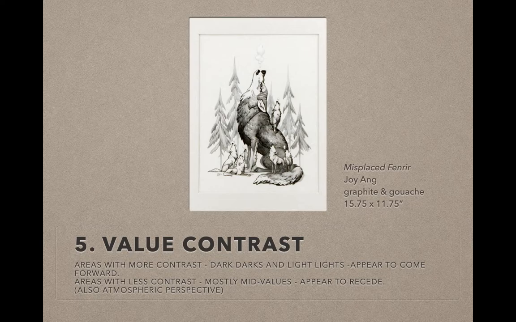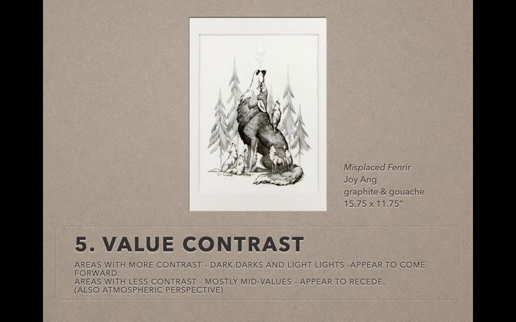Value contrast is another way of creating the illusion of space. Saving all of your very light and very dark values for the things that are nearest to the viewer, and then keeping things that are farther away only to mid values can create this illusion. So you see that here, where the trees are only mid values. And then the wolves have actual black and white in them. There's no black, there's no white in those trees. This is one example of atmospheric perspective.